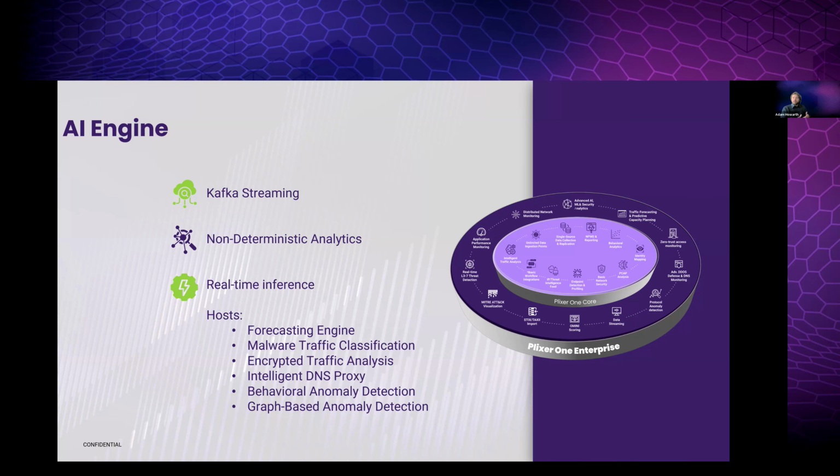As soon as we had the ability to stream the data off, we started thinking about what non-deterministic analytics look like when applied to the platform. And that's really what birthed the AI engine. So this is effectively what we would do with the ability to move this flow data for analytic purposes. We'll focus specifically on the graph anomaly detection today, but as the Tech Talk series progresses, we're going to zoom in on each of the individual features and functions of the platform.